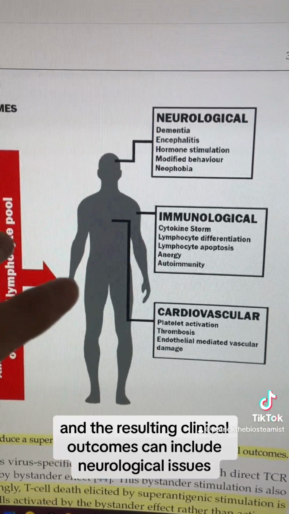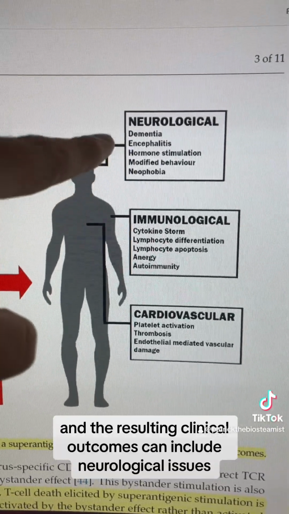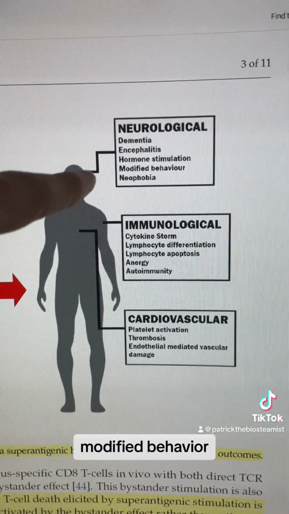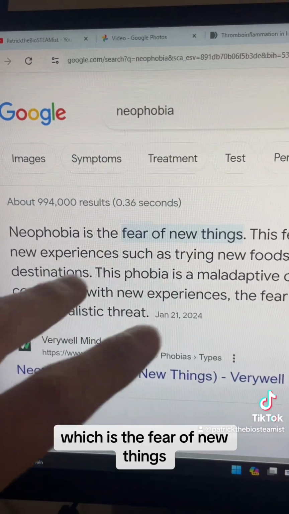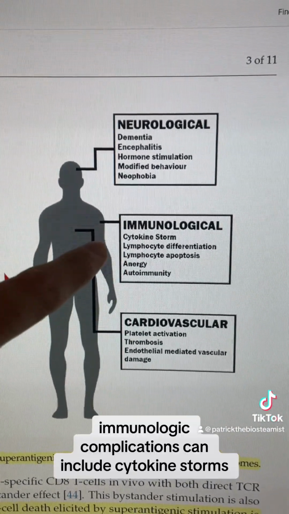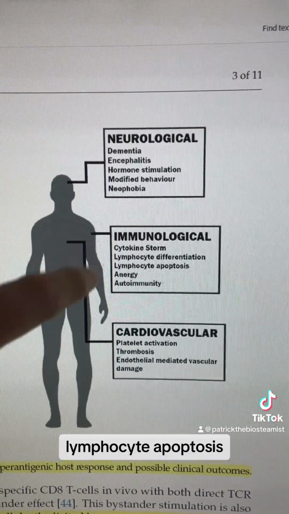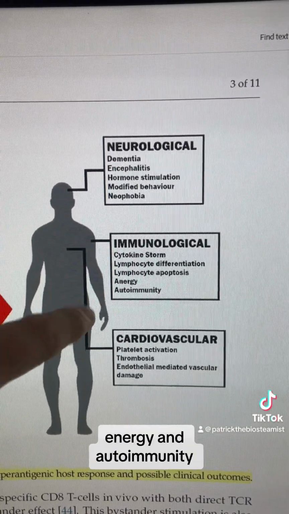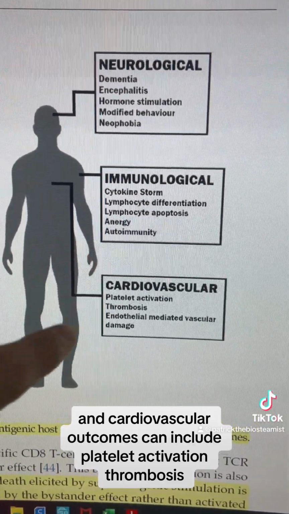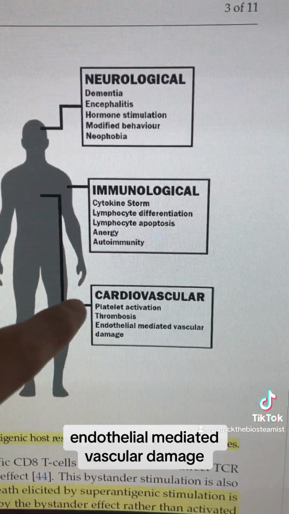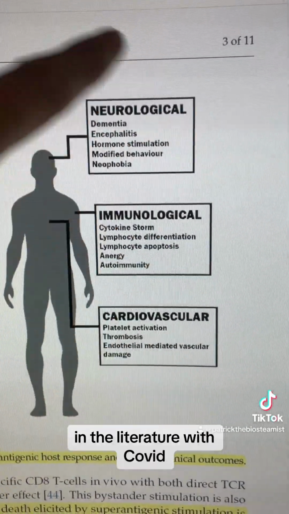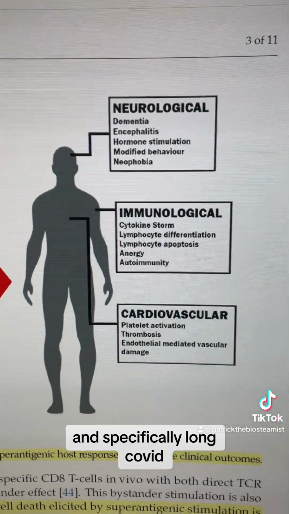And the resulting clinical outcomes can include neurological issues such as dementia, encephalitis, hormone stimulation, modified behavior, and neophobia, which is the fear of new things. Immunologic complications can include cytokine storms, lymphocyte differentiation, lymphocyte apoptosis, anergy, and autoimmunity. And cardiovascular outcomes can include platelet activation, thrombosis, endothelial-mediated vascular damage. And what's interesting is that we're seeing all of these things in the literature with COVID, and specifically long COVID.